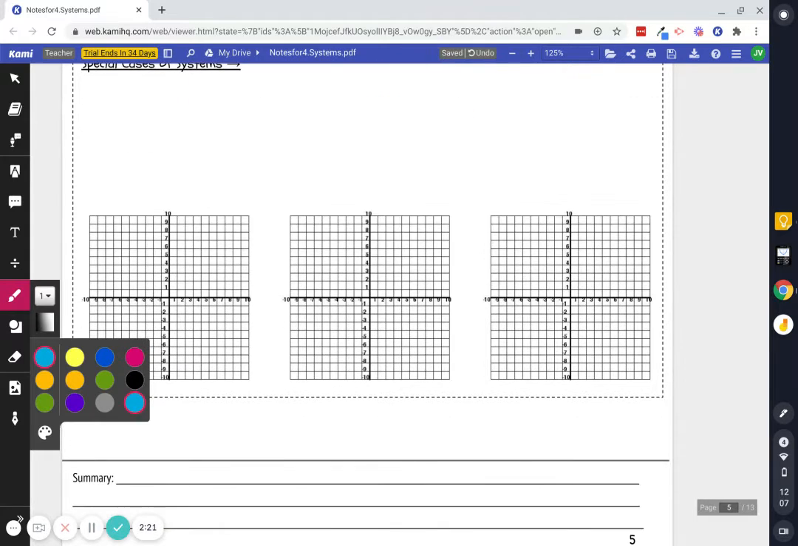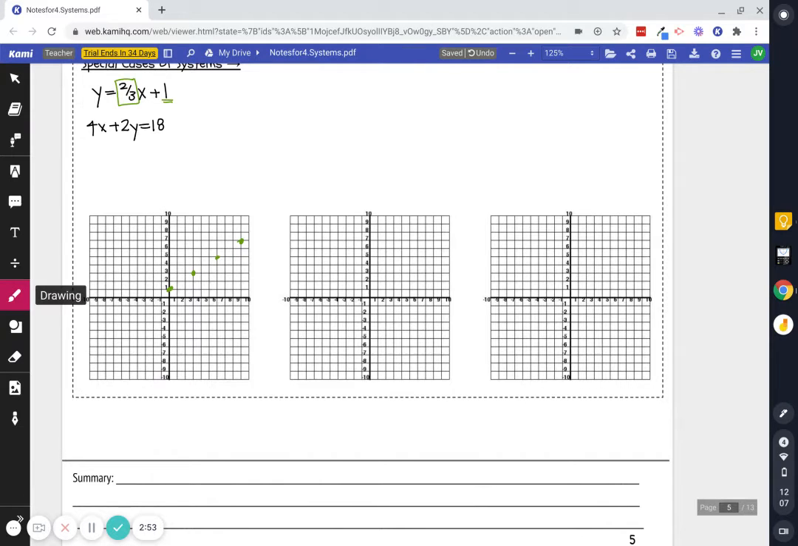But special cases of systems. So I'm going to give you an equation here: y equals 2/3 x plus 1, and 4x plus 2y equals 18. So the first equation, y equals 2/3 x plus 1, I can graph it. I've got a slope of 2/3, a y-intercept of 1, and I can generate some points, rise 2, run 3, rise 2, run 3. I can also work backwards to finish off the graph, and I can draw on a ton of points. And I can graph that line.